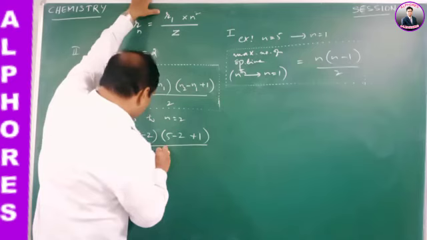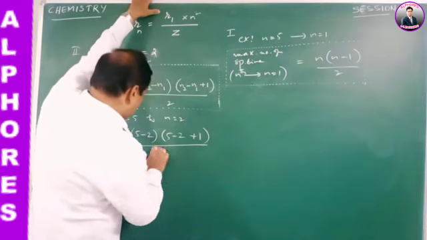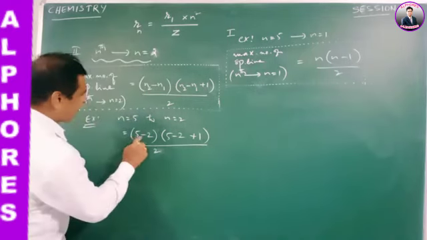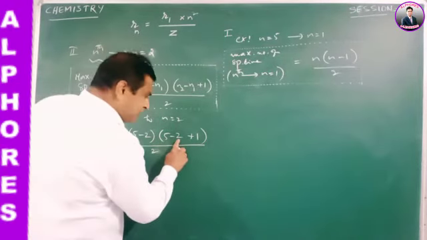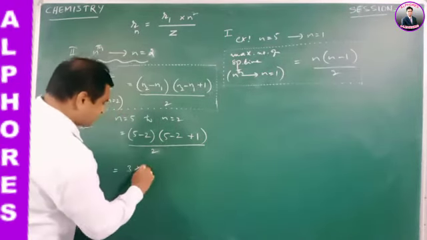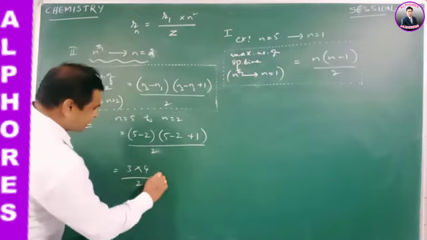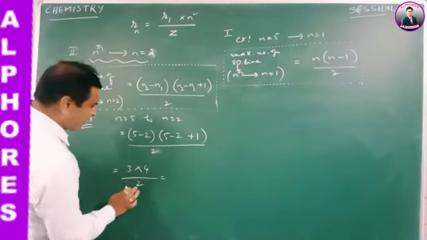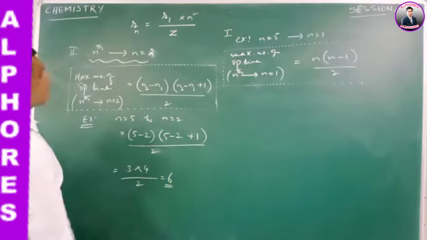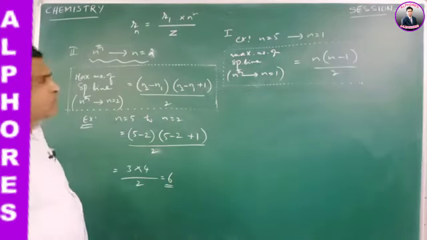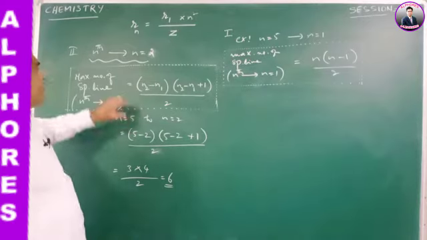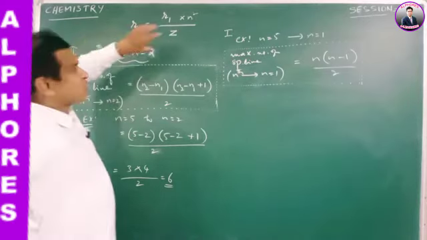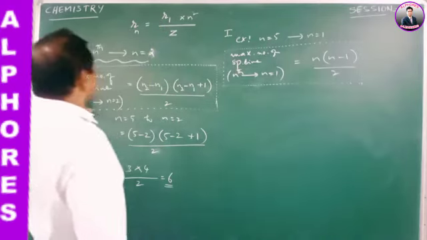Okay, that is the approach. Here 5 minus 2 is 3, and 5 minus 2 plus 1 is 4, so 4 times 3 is 12, divided by 2, equals 6. Six spectral lines are possible when the electron drops to the second energy level, the middle orbit. That is a concept. So this is the first concept you should understand, and this is the second concept.